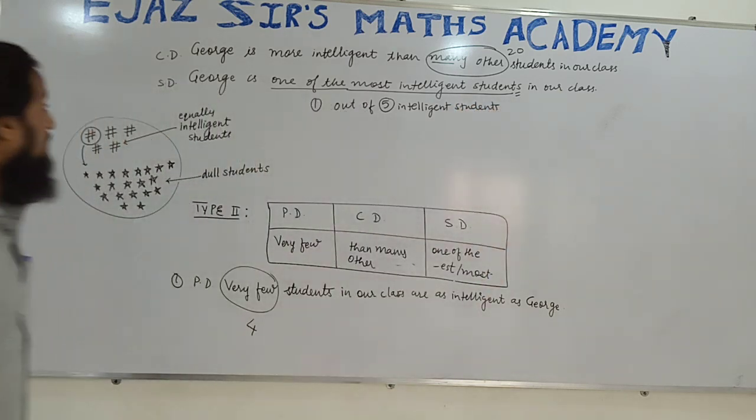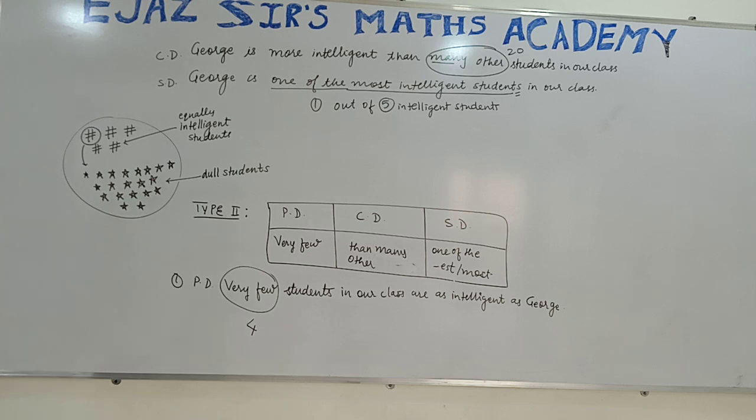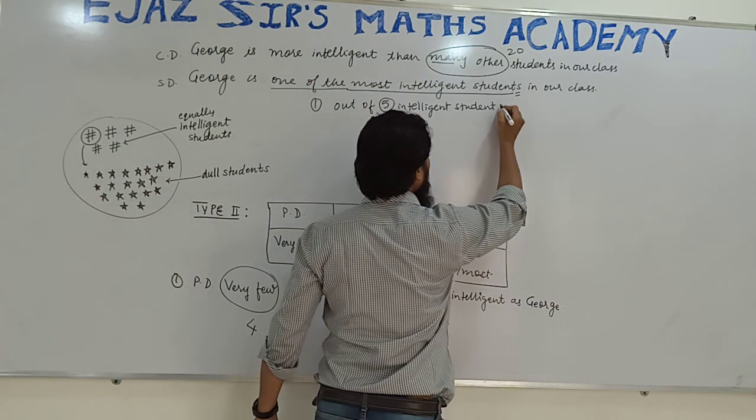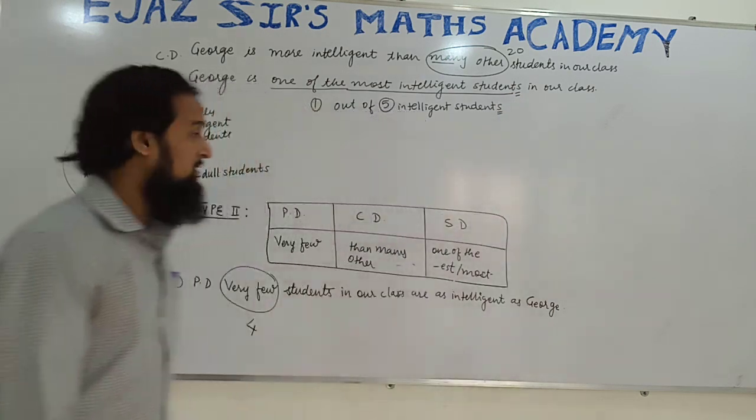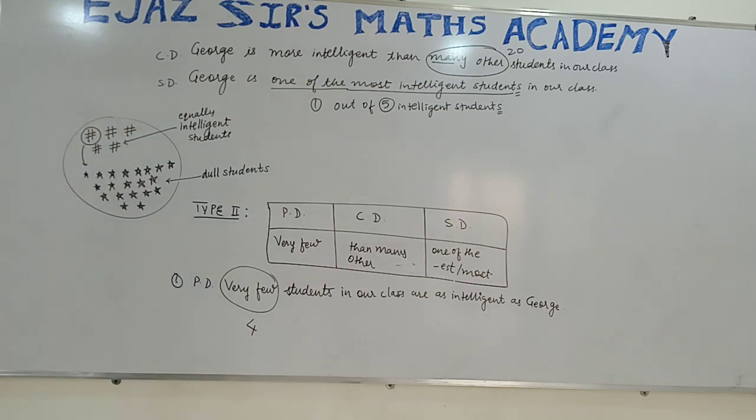It means George is 1 out of 5 intelligent students. So that's why here it should always be students, plural. Okay, I hope you understood the meaning of the sentence.